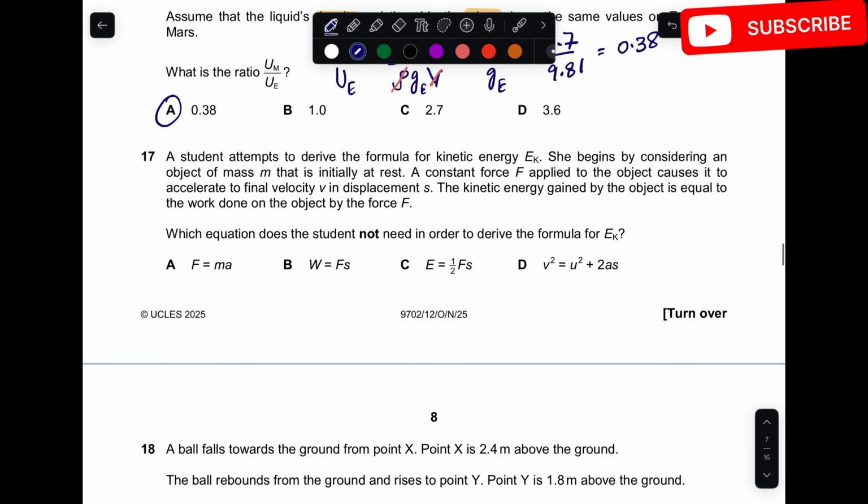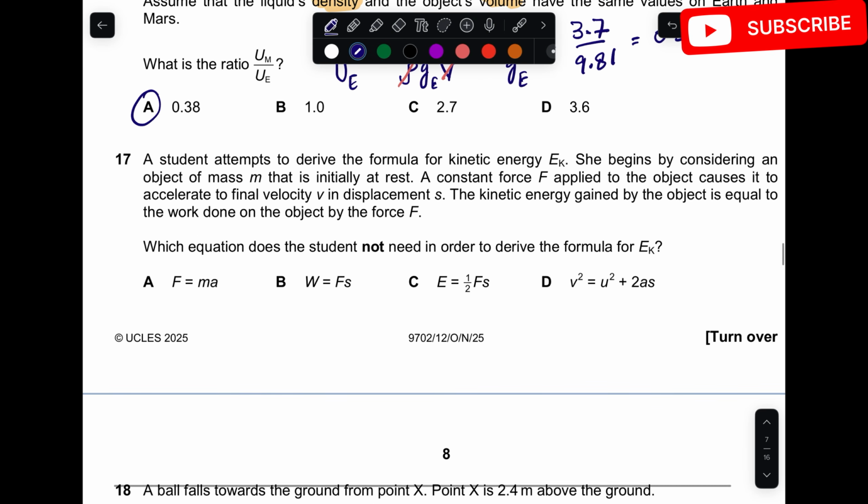Okay. Moving forward, question 17. A student attempts to derive the formula for kinetic energy. She began by considering an object of mass m that is initially at rest. A constant force F applied to the object causes it to accelerate to final velocity v over displacement s. The kinetic energy gained by the object is equal to the work done on the object by the force F. Which equation does the student not need in order to derive the formula? Okay, if you remember the derivation for the kinetic energy, you need this relation, this relation, and this relation. This one is not required.